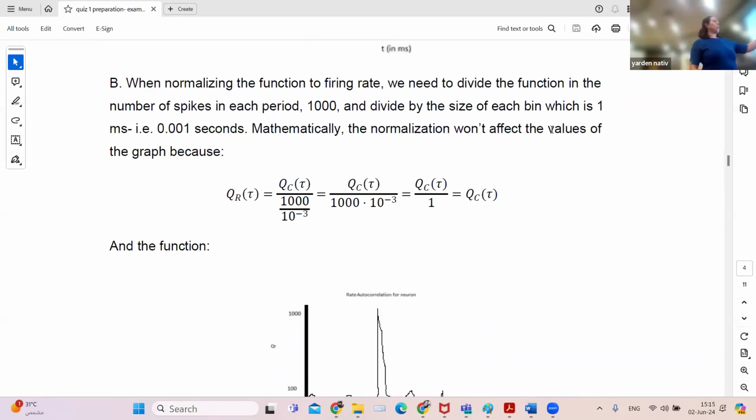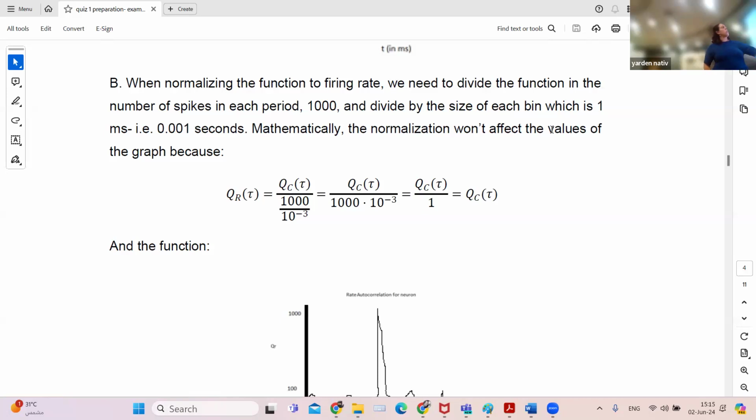I said really briefly that now we need to normalize it to rate. So normalize it is divided by the number of spikes, right? And then dividing by the size of the bin, which is 1 millisecond, i.e. 10 to the -3 of a second. So they cancel and you're left with dividing by 1, so they are equal.